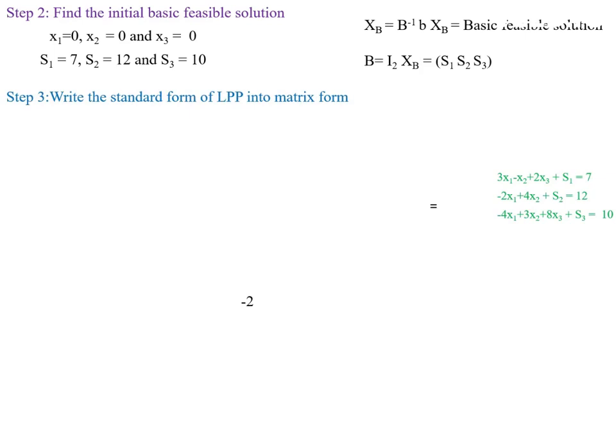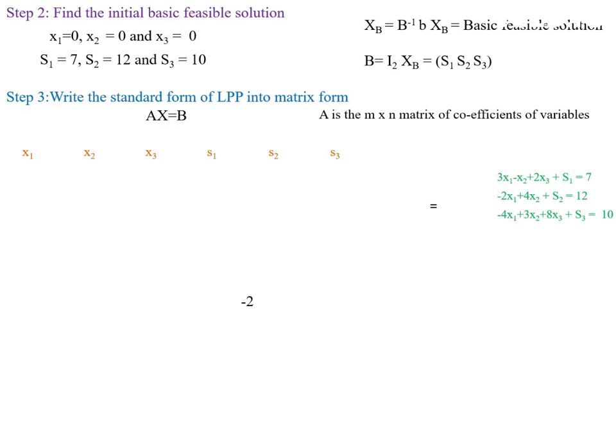The next step is to write the standard form of the LPP in matrix form, that is AX equal to B. Here A is the m by n matrix of coefficients of the variables in the constraint equations, and X is the column matrix of the variables, that is x1, x2, x3, S1, S2, S3. Similarly, B is the column matrix of the right hand side values in the constraint equations, that is 7, 12 and 10. So then write the matrix form.